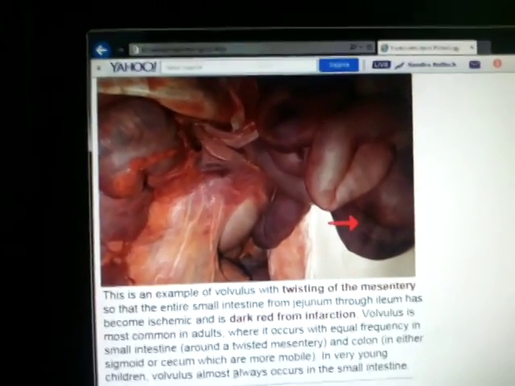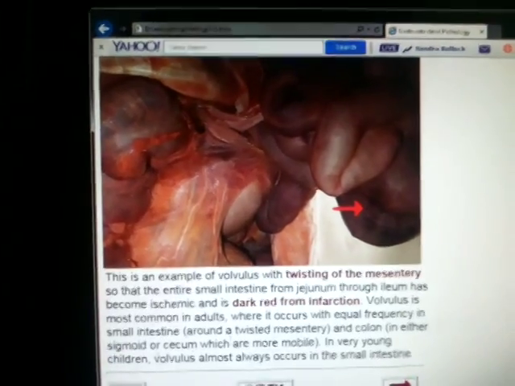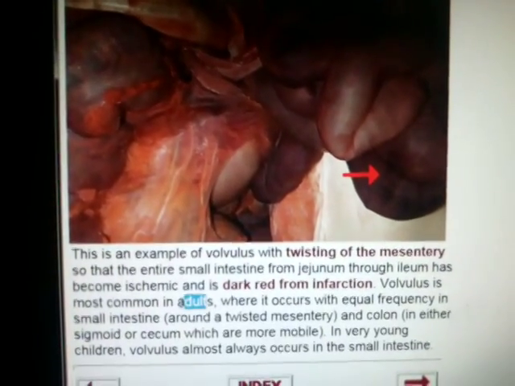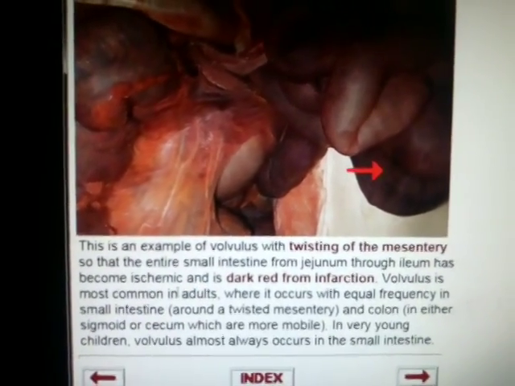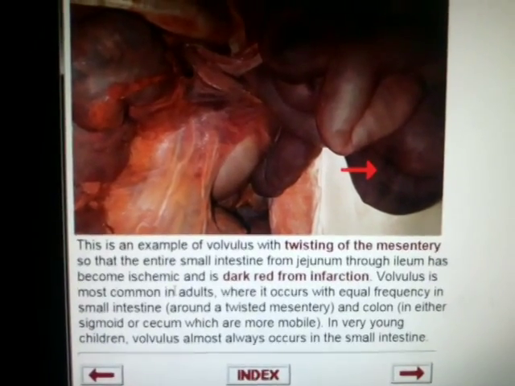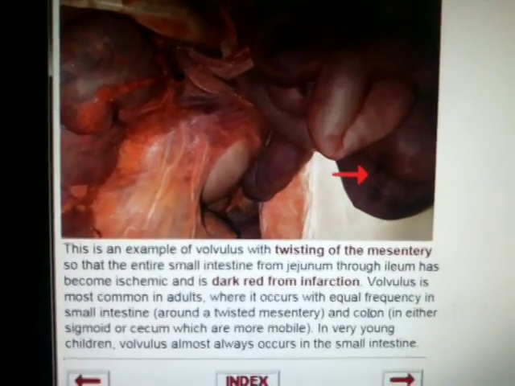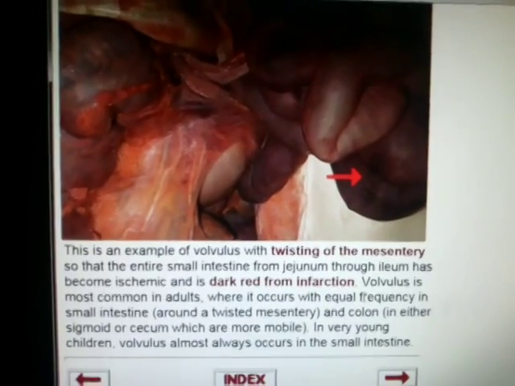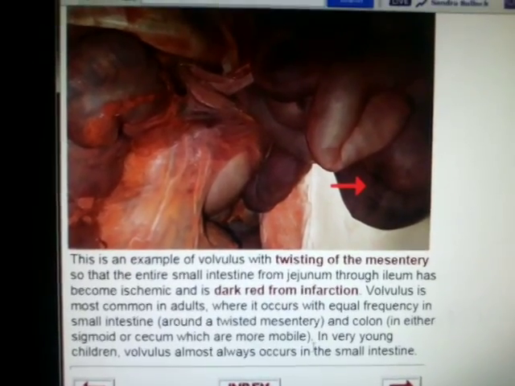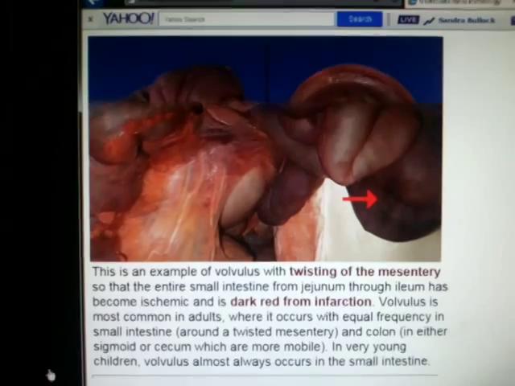The volvulus can occur in adults and also in children. However, it's most common in adults. In adults, it can occur with equal frequency in both the small intestine and large intestine, while in very young children, the volvulus almost always occurs in the small intestine.